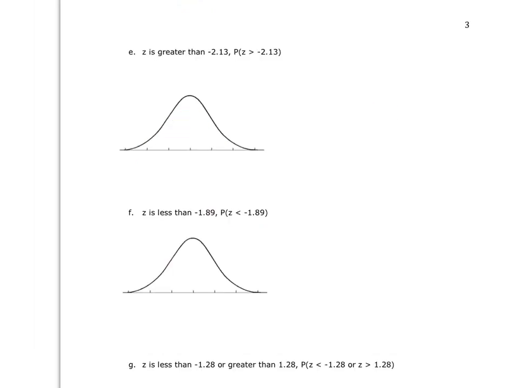Okay, let's try this one. We've got the probability that Z is greater than negative 2.13. So there's our negative 2.13. Greater than that, it's going to be everything to the right. Just plug in the negative 2.13 and select the correct option, and we're going to get 0.9834.